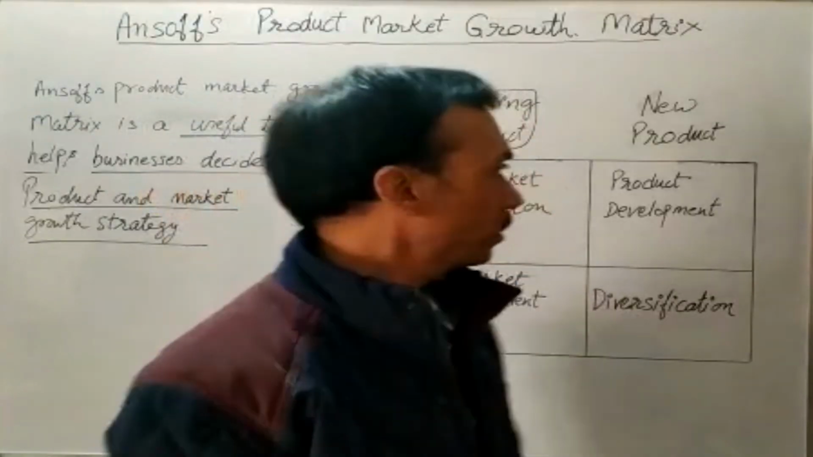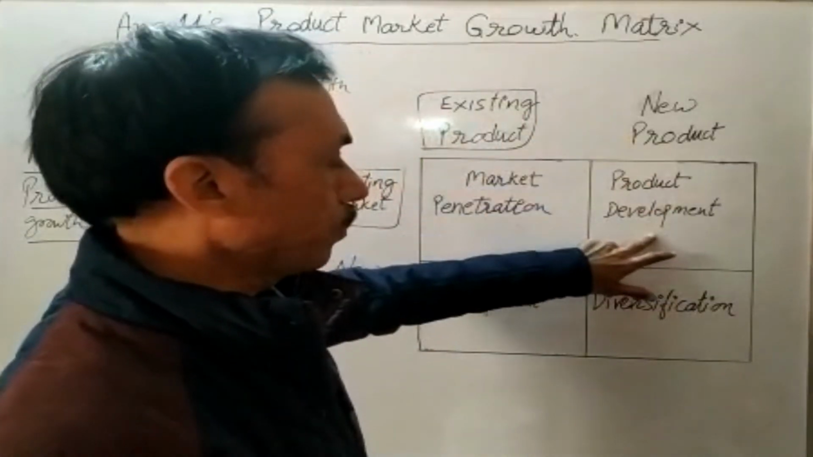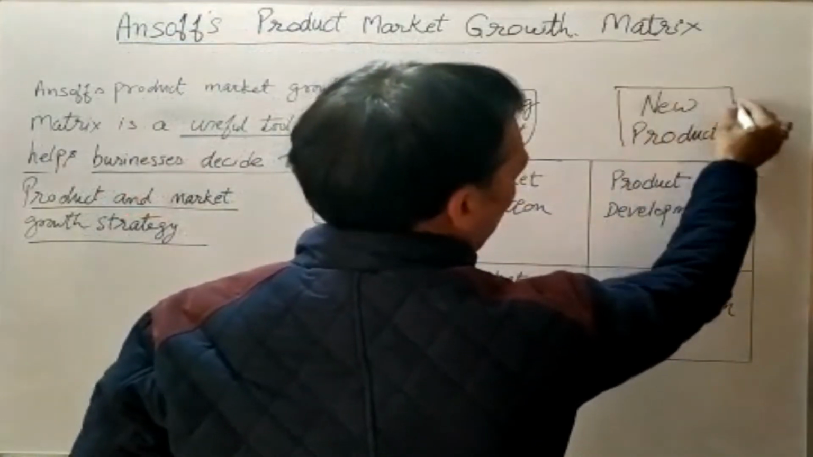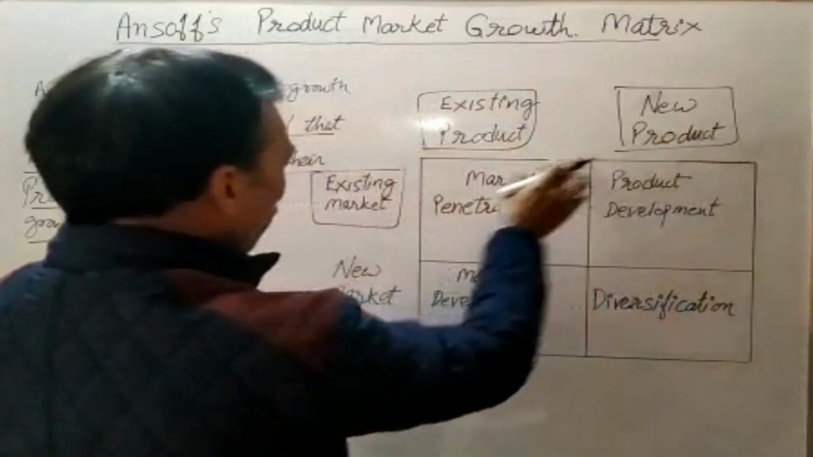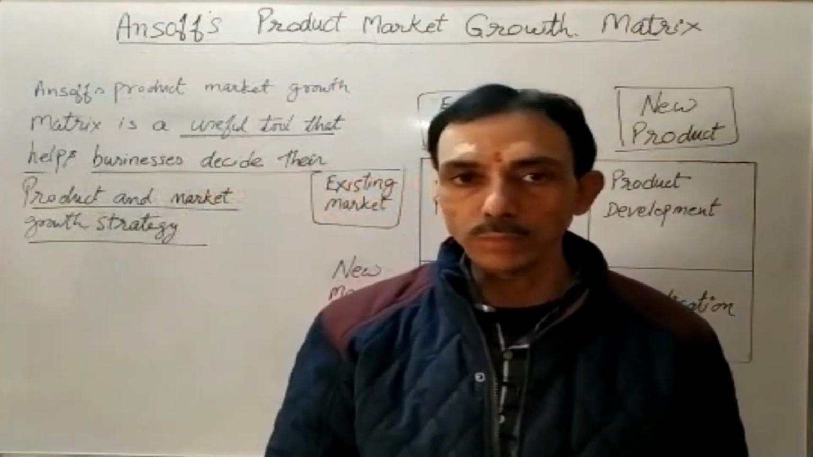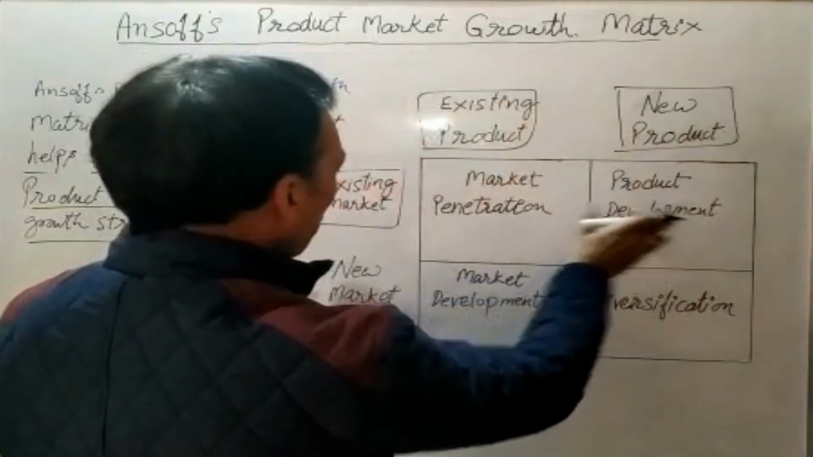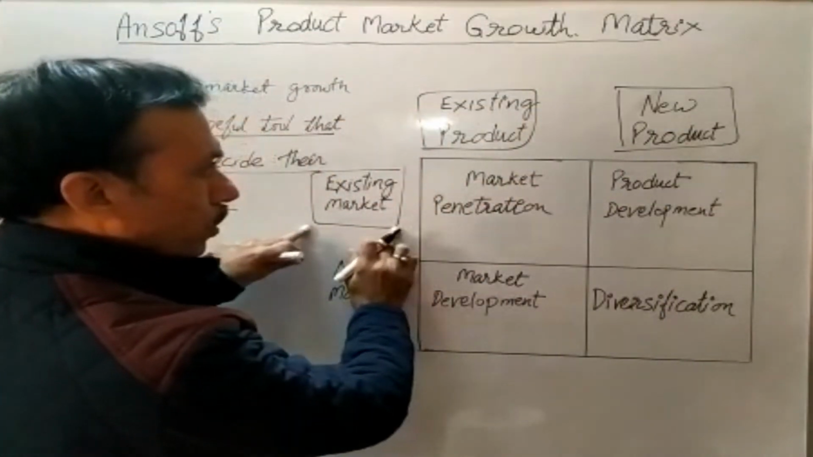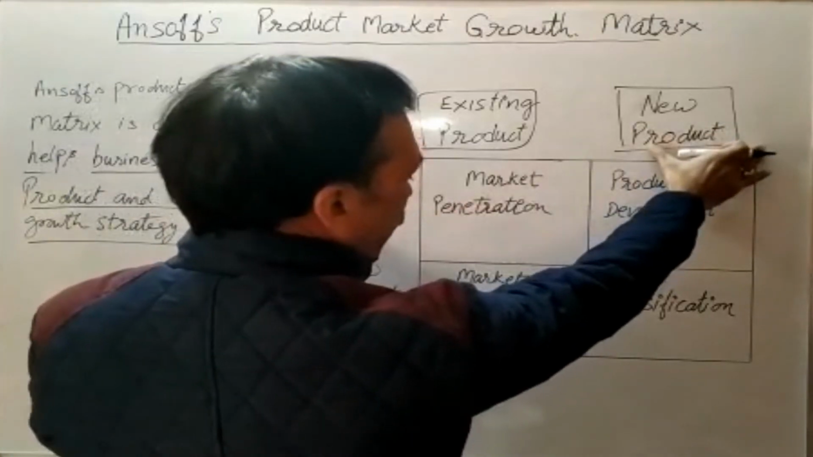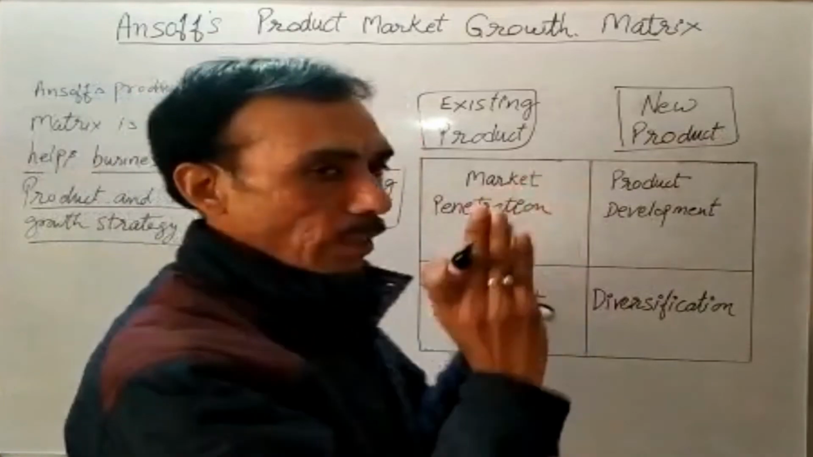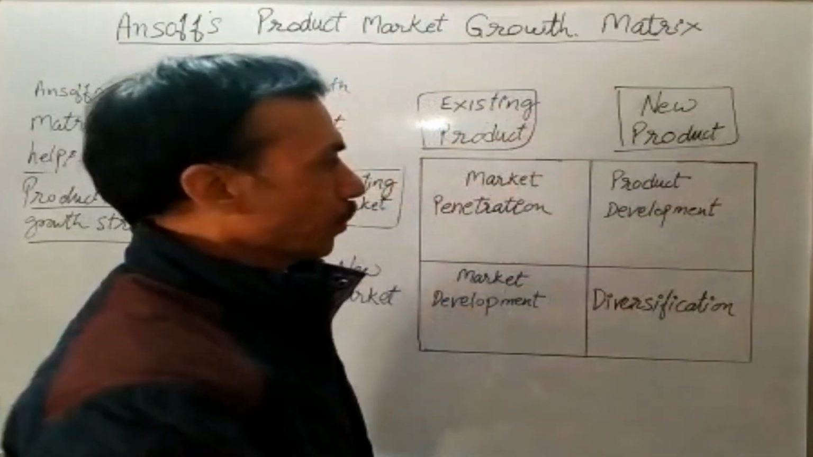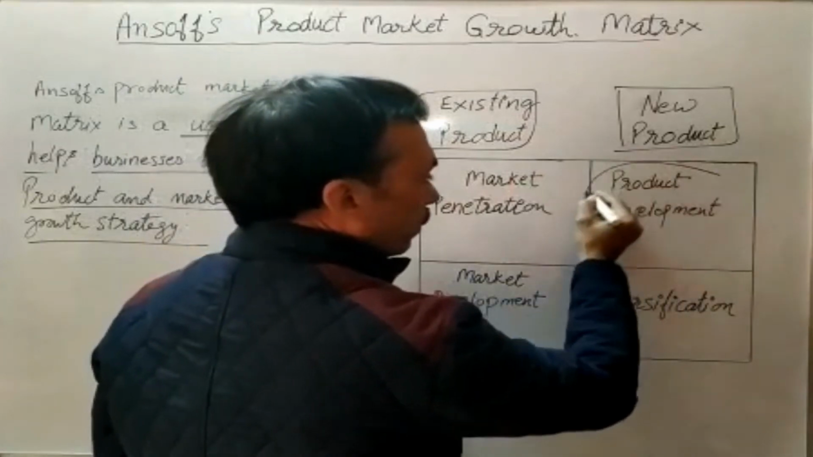The third one is product development. Under product development, new products are offered in the existing market. In this strategy, firms are offering their new product to the existing customers. So we can say existing market and new product, or we can say the same set of customers, the firm offering their new product. This is known as product development.